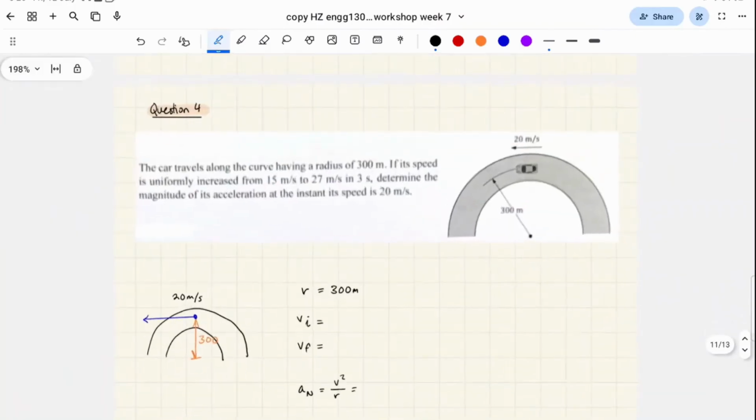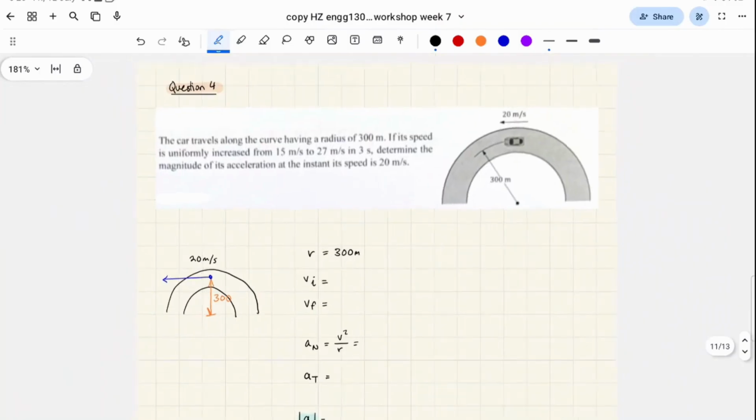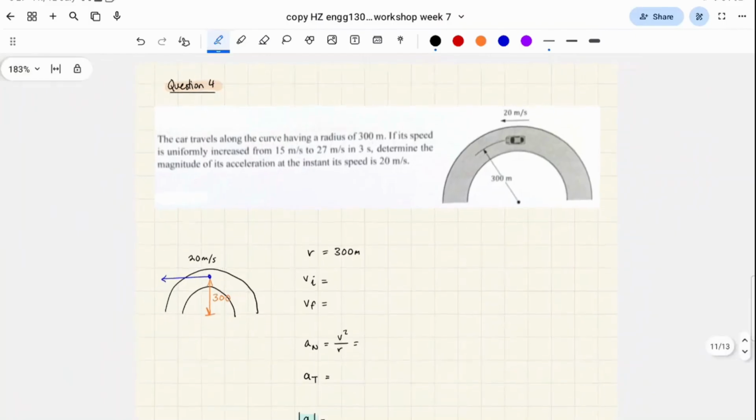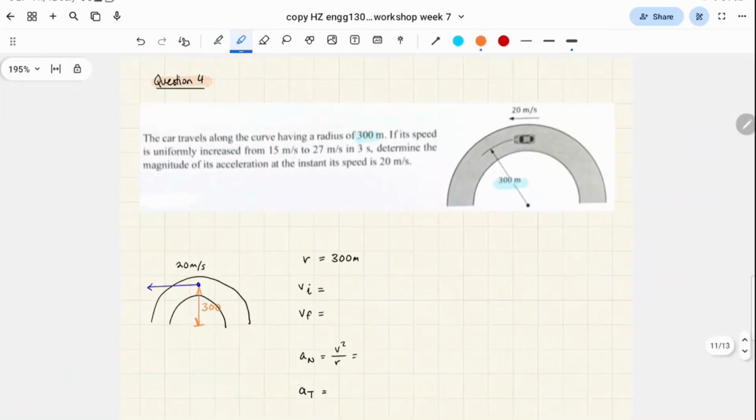Next we'll do circular motion, and then the last one will be relative motion. Curvilinear motion, I should say. Basically, the car travels along a curve. The radius is 300 meters. If the speed is uniformly increasing from 15 to 27 meters per second in 3 seconds, determine the magnitude of its acceleration at the instant its speed is 20 meters per second. That's what we're looking at here.